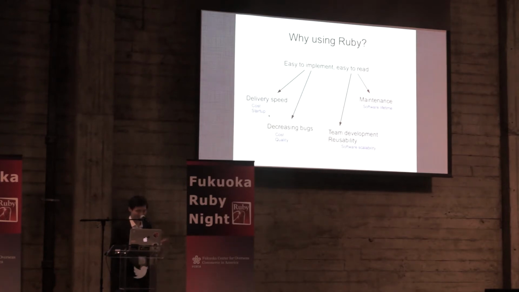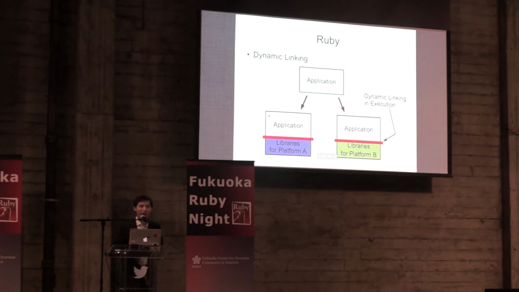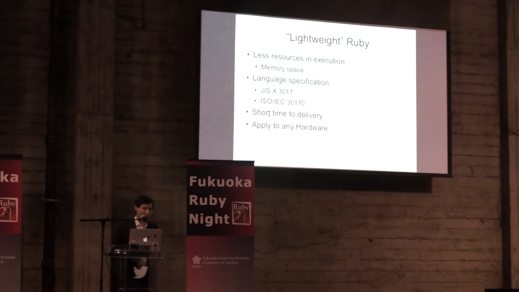You know the Ruby language supports dynamic linking. That's a very important point for embedded systems. I will talk about this later. So the meaning of lightweight has important points.